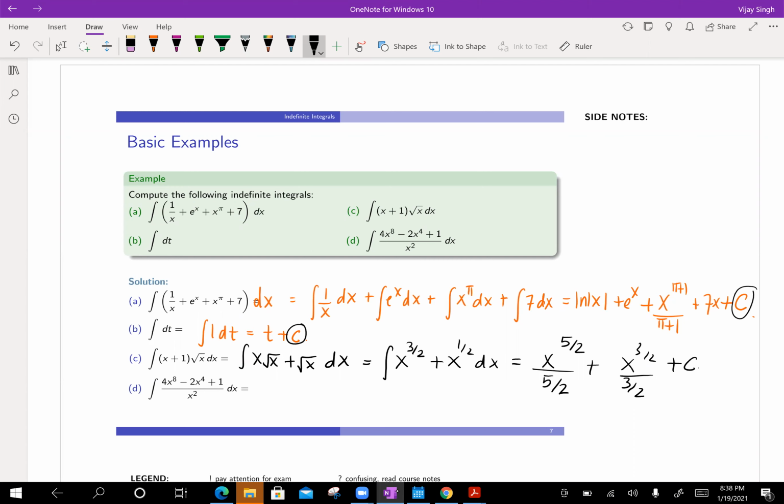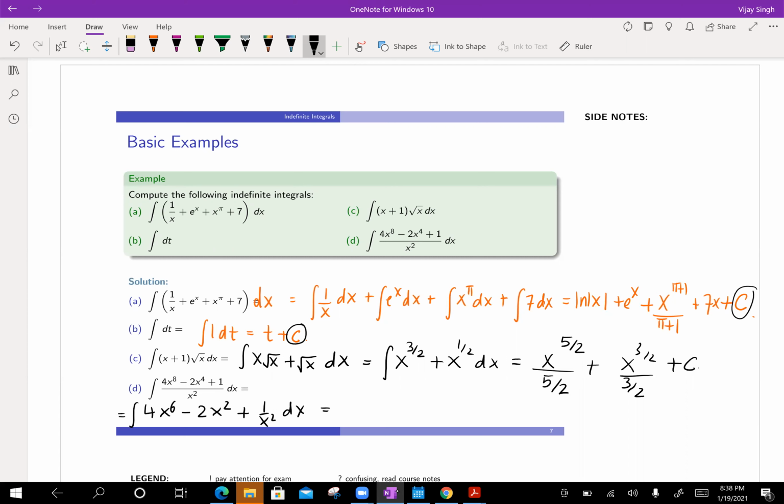All right, now let's move to problem D. Again, we have one function divided by another. We do not have a quotient rule, we do not have the rule of f of x divided by g of x. But in this case, we can simplify this, distribute x squared to all of them. So we get 4x to the power 6 minus 2x squared plus 1 by x squared dx.